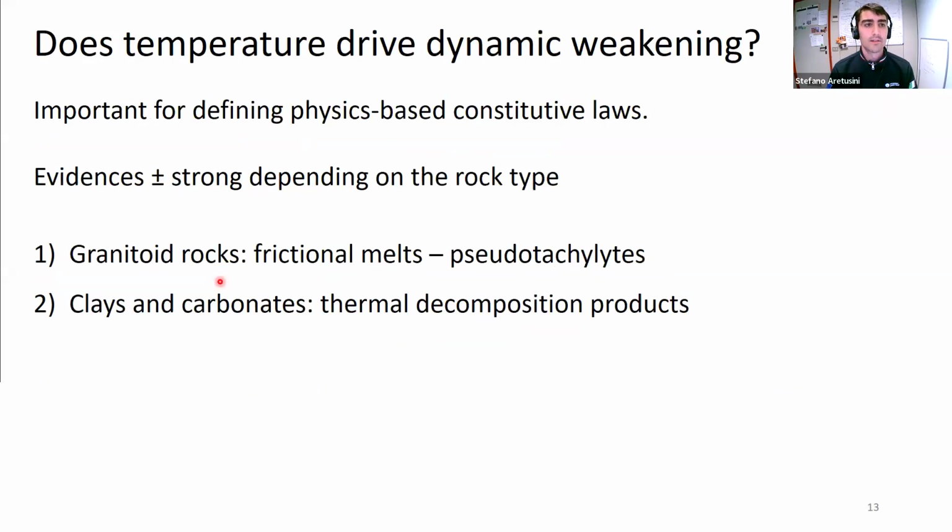But still, it's not really clear if and how temperature is actually driving dynamic weakening. And this question is important. So does temperature drive dynamic weakening? Because we really need to know this to define physics-based constitutive laws that effectively represent seismic slip.